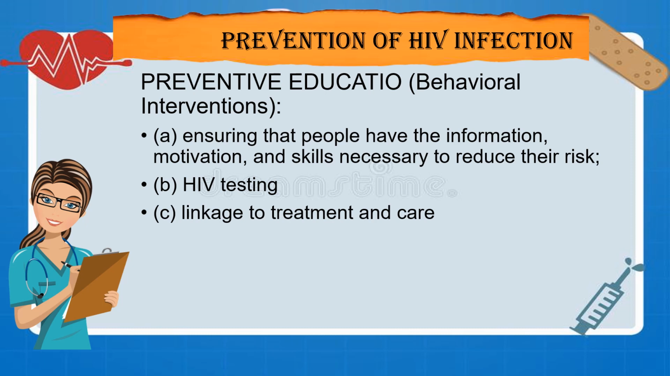Behavioral interventions have been effective in reducing the risk of acquiring or transmitting HIV by ensuring that people have the information, motivation, and skills necessary to reduce their risk. HIV testing also is important because most people change behaviors to protect their partners if they know they are infected with HIV. And the third one is linkage to treatment and care, which enables individuals with HIV to live longer, healthier lives and reduce their risk of transmission.